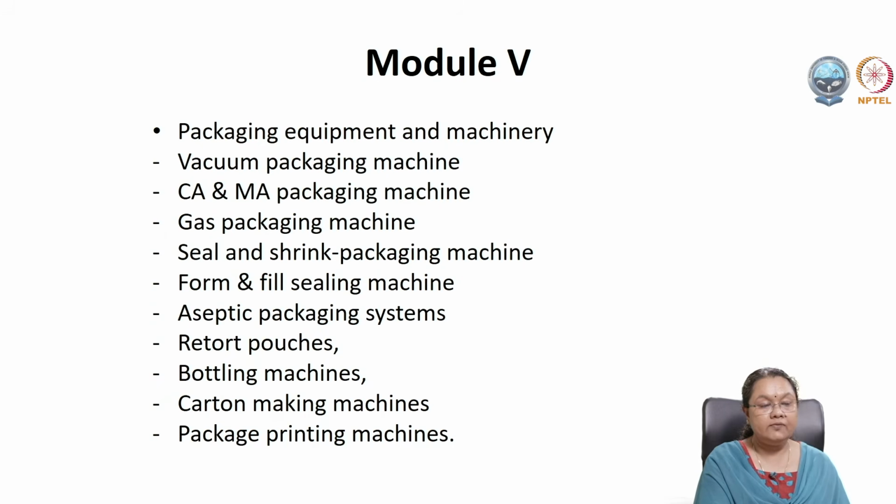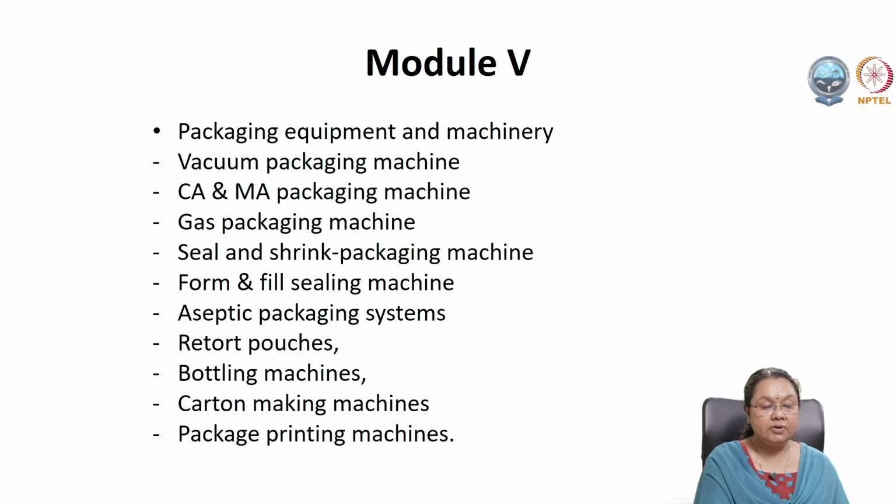And in the fifth module, we will be discussing various machineries and equipment that are used to develop different packaging materials. And under this, we will be discussing vacuum packaging machines, and then controlled atmospheric and modified atmospheric packaging machines, gas packing machines, seal and shrink packaging machines. The plastic materials, for example, can be used to protect the containers. So they can be shrunk when you give heat, and they attach to the packaging system, and it helps in holding the material together. So this is more useful during transportation. So these machines will also be discussed.